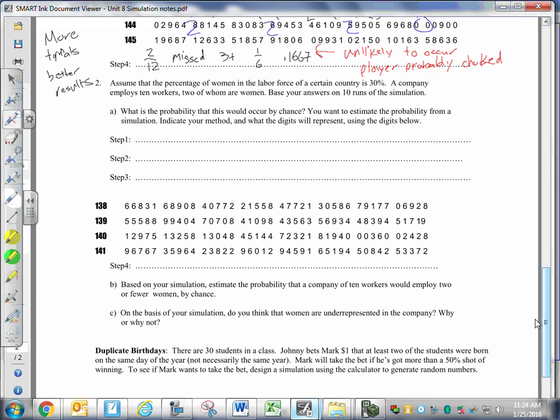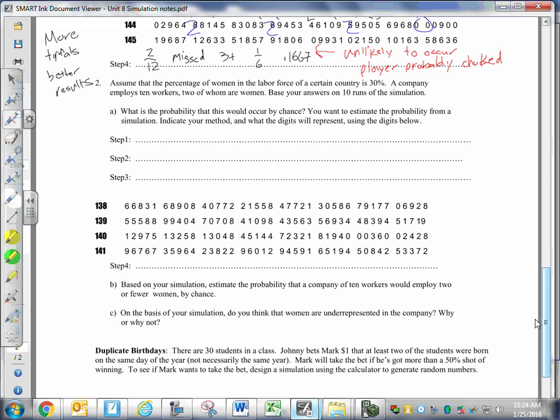Second one: the percentage of women in the labor force of a certain country is 30%. A company employs 10 workers, 2 of whom are women. Because of this, the women want to sue for discrimination. They feel they are underrepresented in their workforce of 10 people, and that they should have more women in the workforce. Okay? The government hires you.